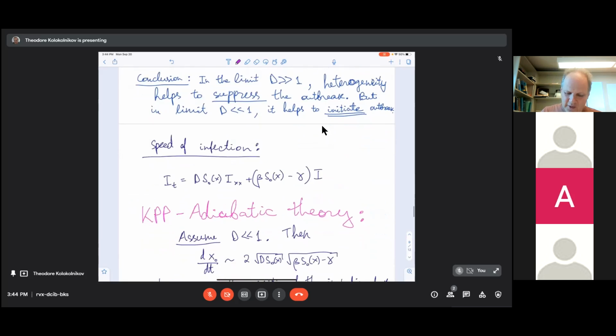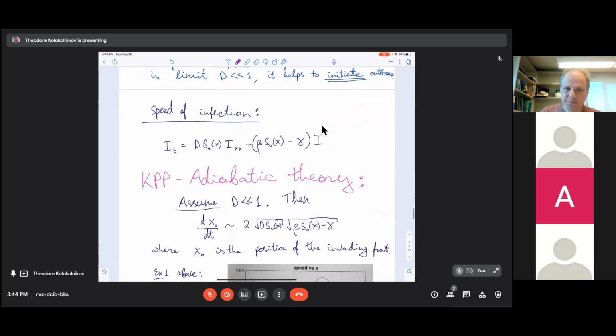The other thing we can do is to measure the speed of the infection. Again, this is the linearized equation for just the initiation of the infection. When you have a wave propagating, as in the simulation that I've just shown you, then at the front of the wave there's very little infection. So this is where this linearization is valid. It's valid at the front of the wave.